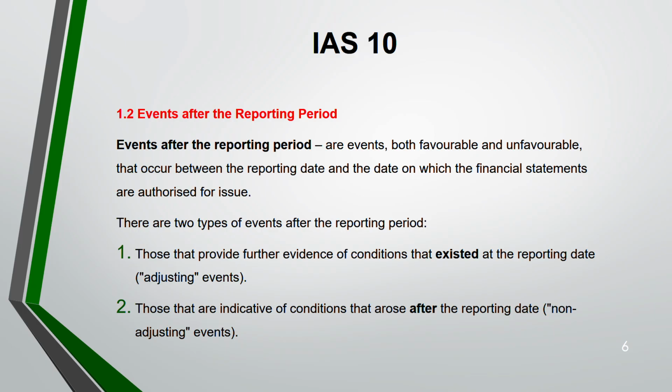Non-adjusting events are those that are indicative of conditions that arose after the reporting date. On the reporting date, there was no condition that existed. Okay, you had no hint, no clue that this was going to happen. One example is any natural disaster that just occurred. There was no condition that a natural disaster was going to occur after the end of the reporting date. That is a non-adjusting event.